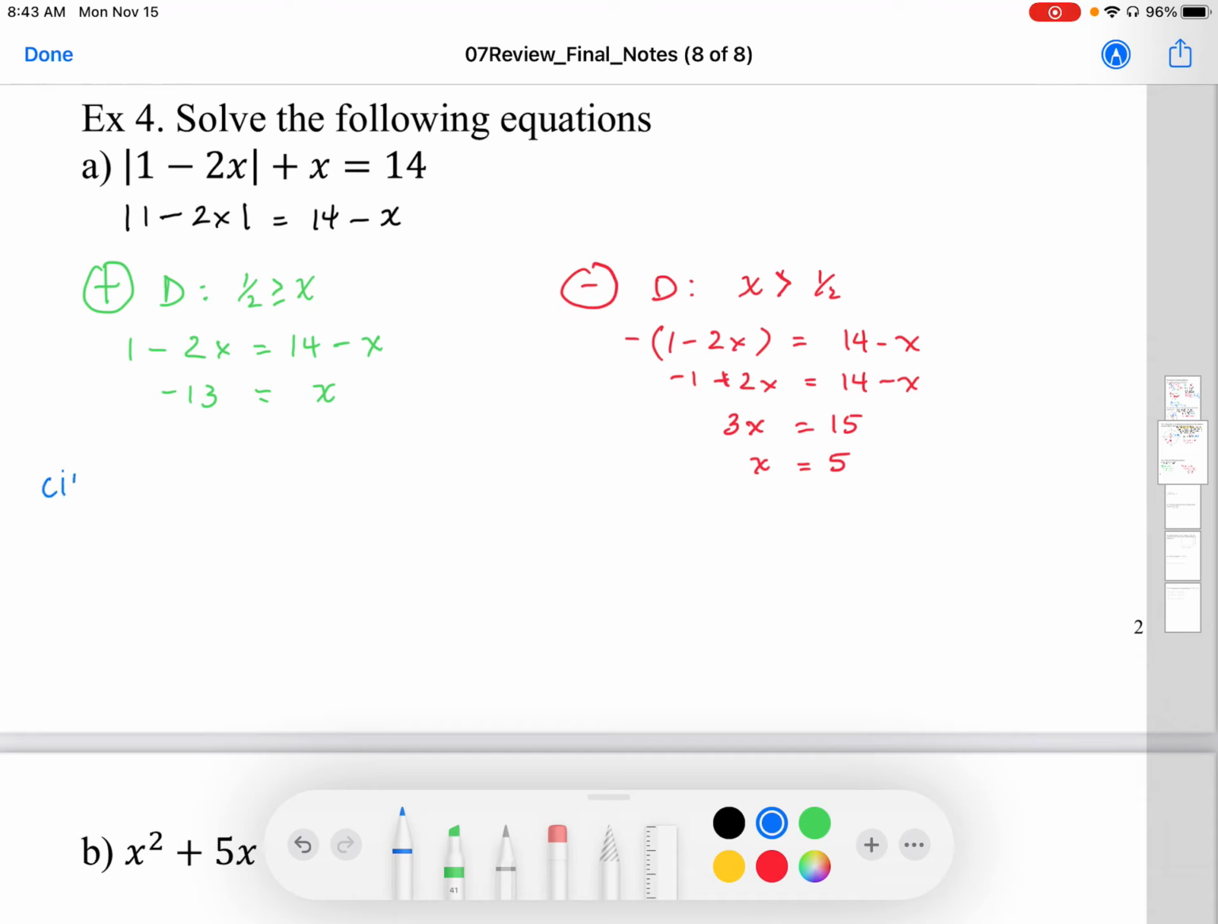However, we should really check. We really should check because it is possible to have extraneous solutions. Now, at this point, I'm fairly confident that these are not extraneous, but we really should check.